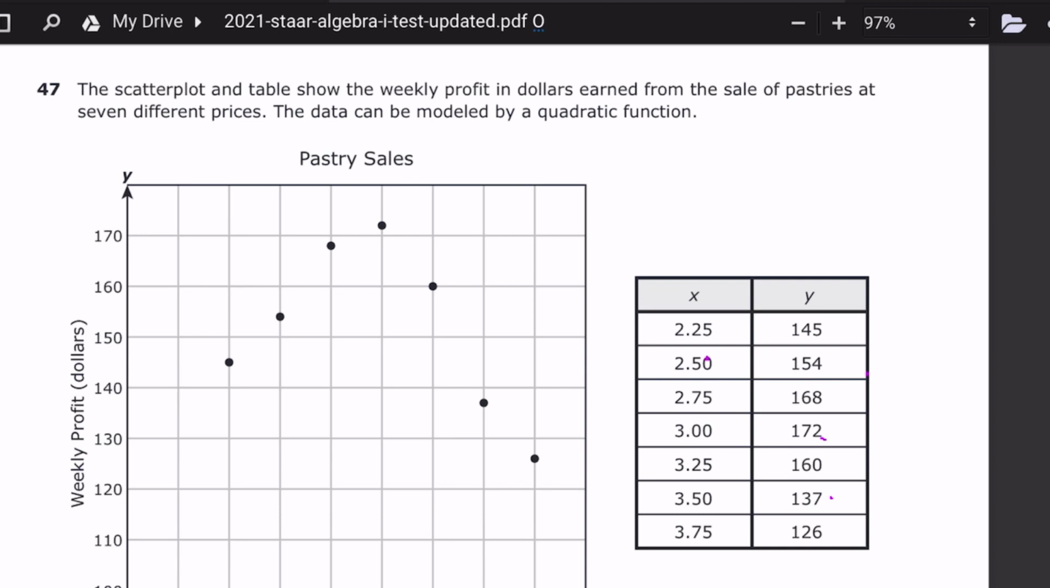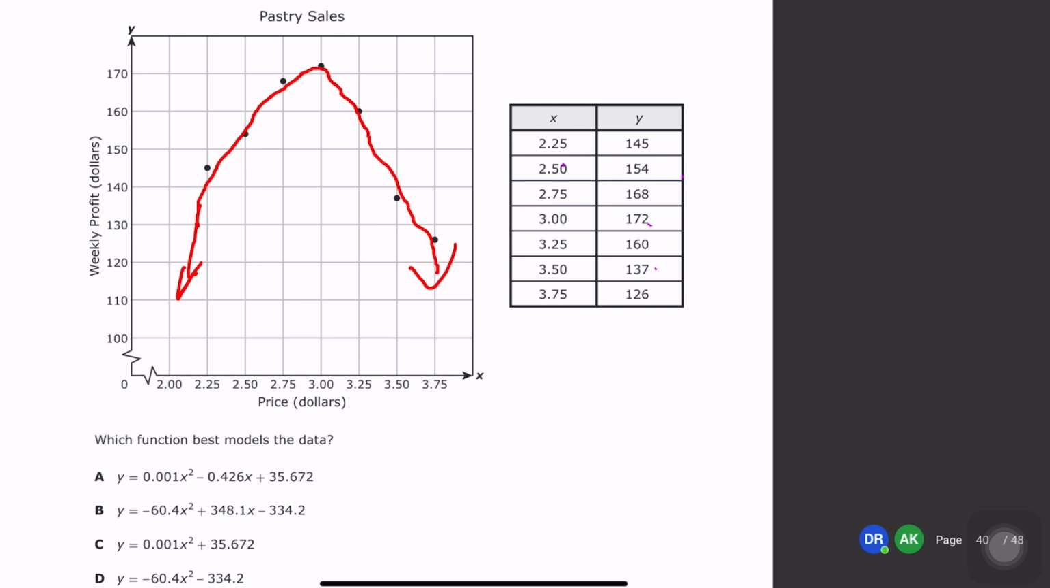So look into the 47th problem. The scatter plot and table show the weekly profit in dollars earned from the sale of pastries at 7 different prices. The data can be modeled by a quadratic function. Now here you can see that this is a scatter plot, not the exact table. So it's just a scatter plot, but you can see that it is a decreasing graph, going to infinity on this side.